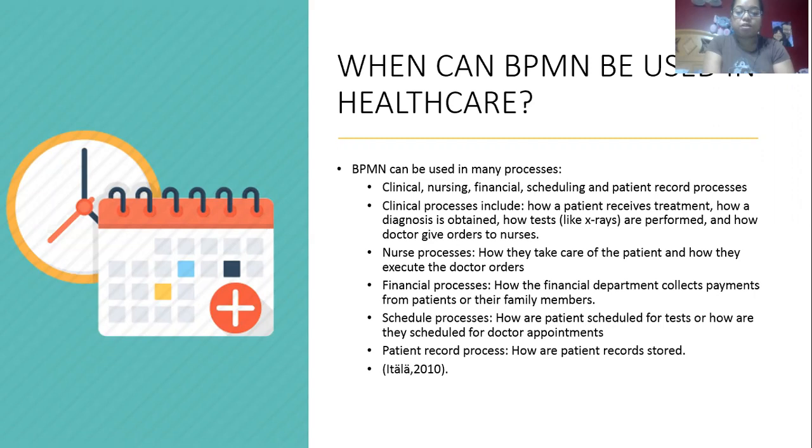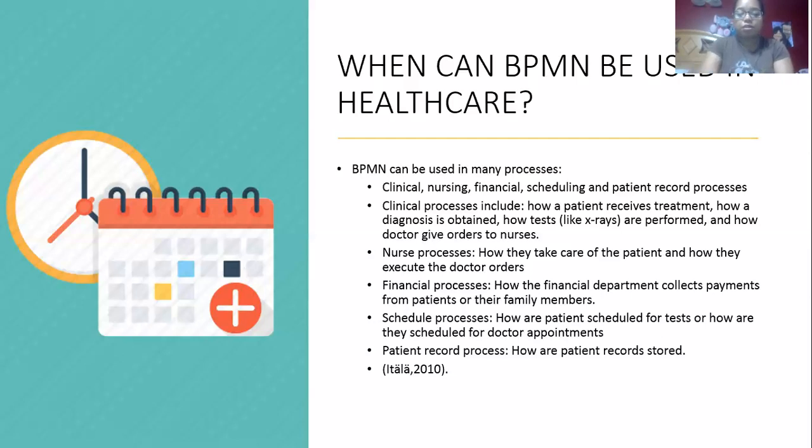A nurse process is how do they take care of the patient and how do they execute orders. So like some bullet points or the diagram may show that the first step the nurse does is to log into her computer. And then she assigns which patient is his or hers. Then she'll see what medications are due. And then she'll go see the patient and administer the medication, things like that. That could all be shown on the BPMN diagram.